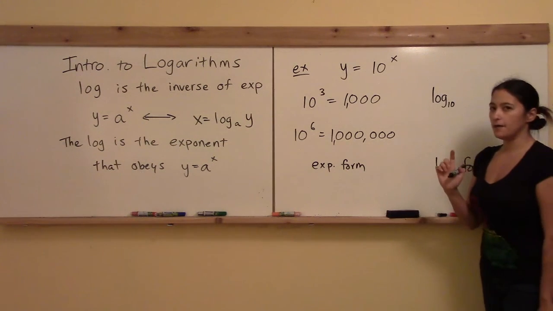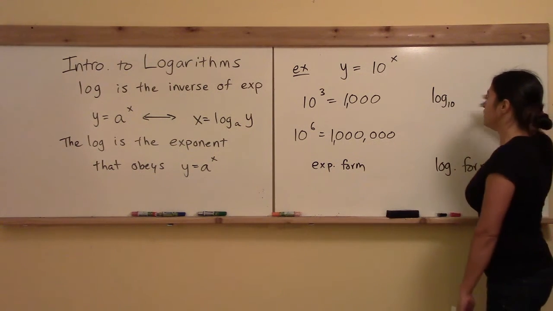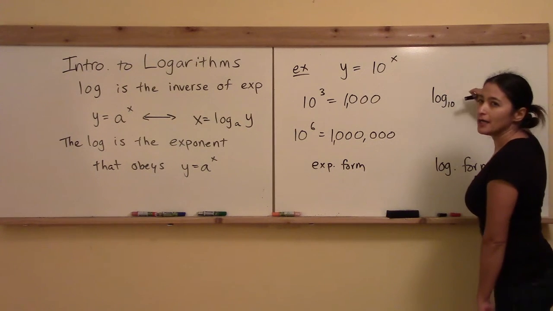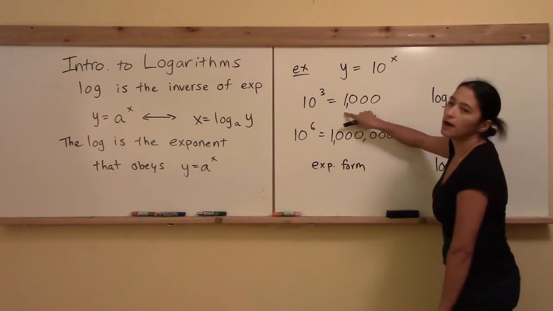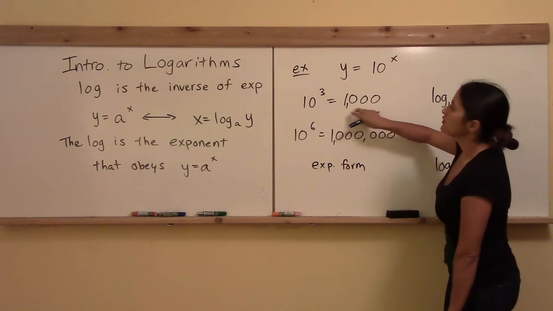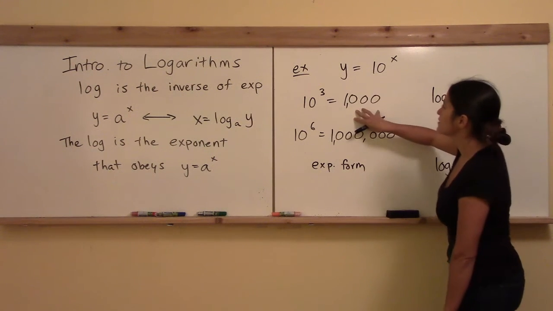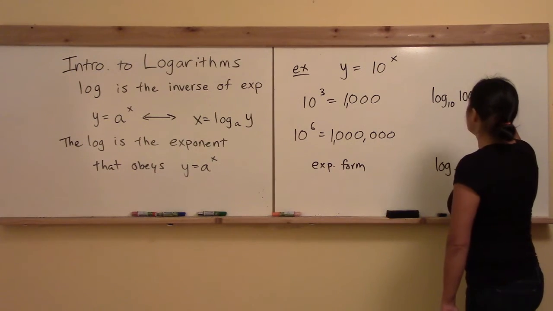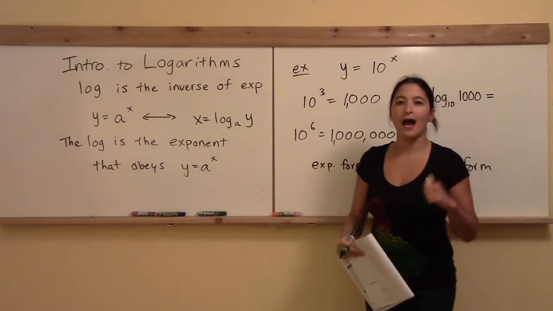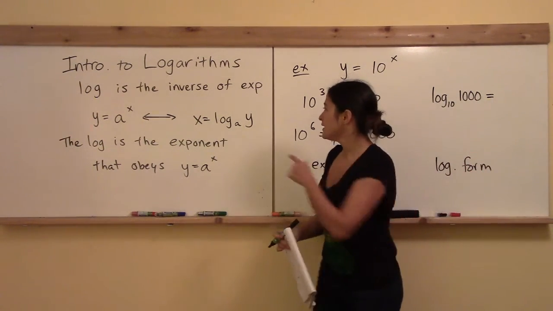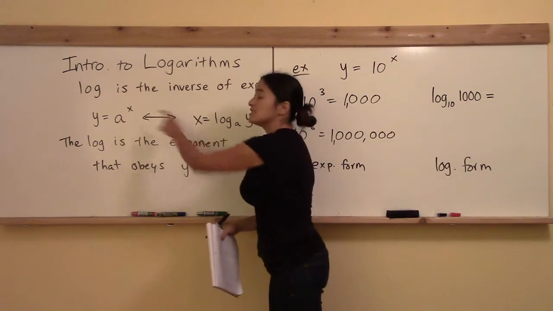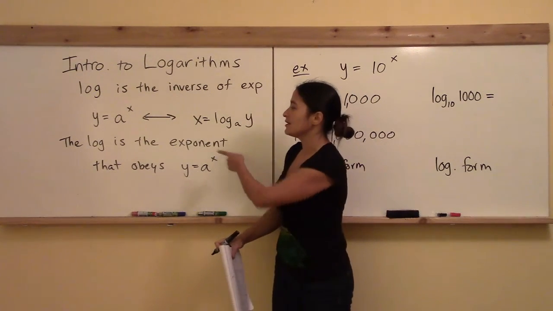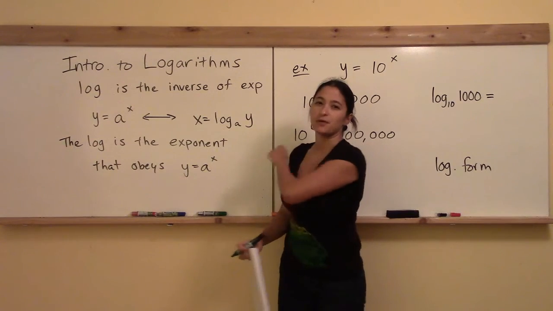Okay, and now remember that what you put into the log is what you got out of the exponential form, okay? So the y that was coming out of the exponential now becomes the input for the logarithm, and the thing that gets spit out of the logarithm is the thing that was the exponent. That's what I mean by the log is the exponent, okay?